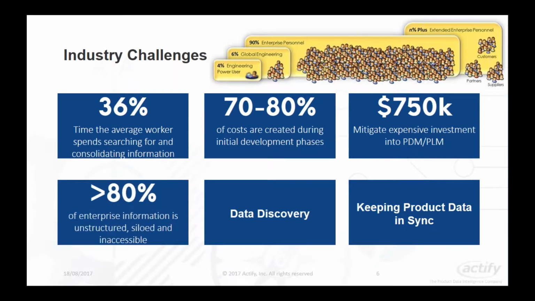Visibility and access to data. Greater than 80% of the information in the SMB market is spread across an enterprise. It's unstructured, or it's in applications that you don't have access to. Data discovery. 46% of the users are dissatisfied in the way they search for information.